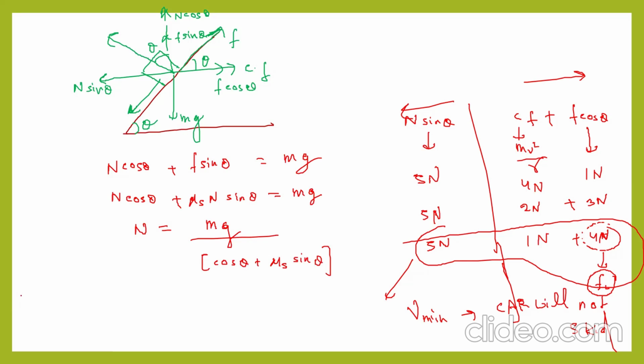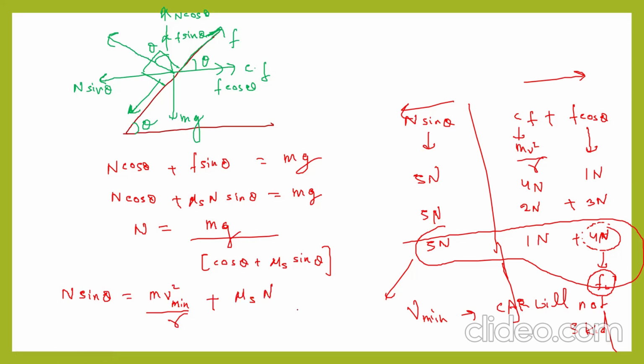Check again. Mg. Clear? N is clear. Now, N sin theta will balance centrifugal mv square by r, that is minimum velocity, plus f cos theta. F cos theta is mu s N.